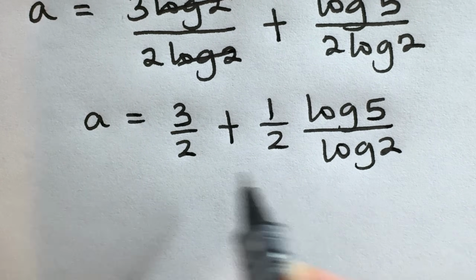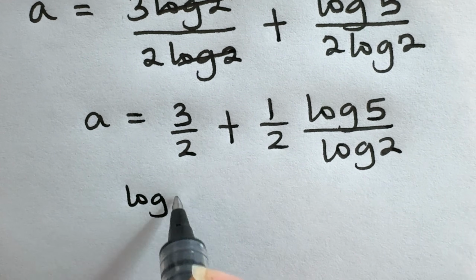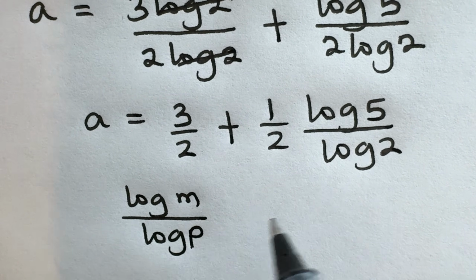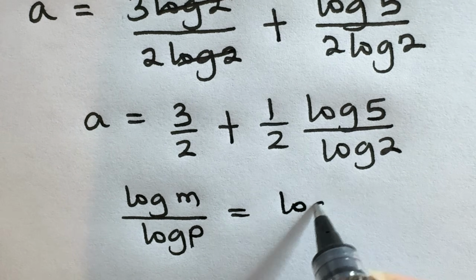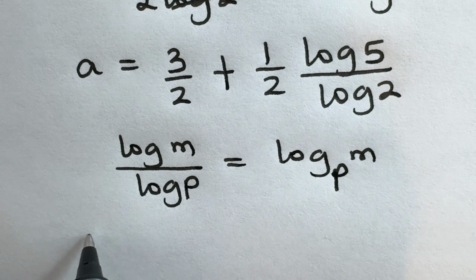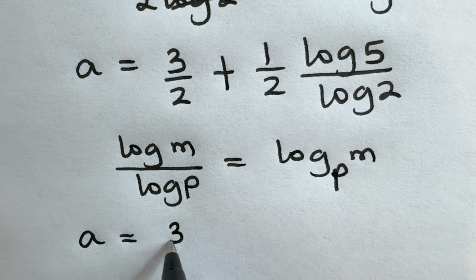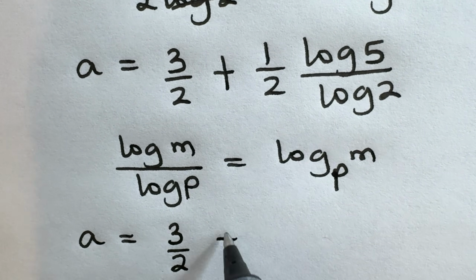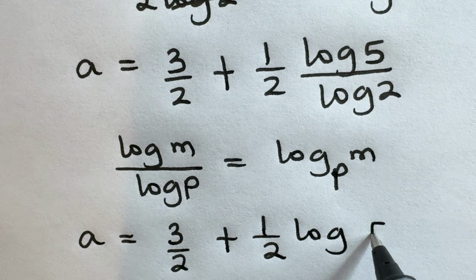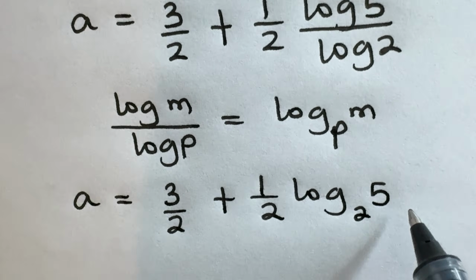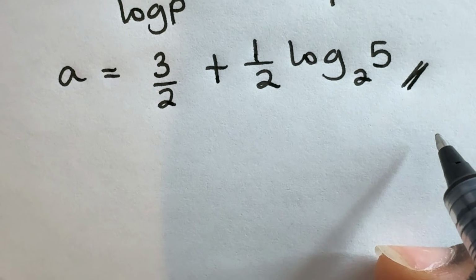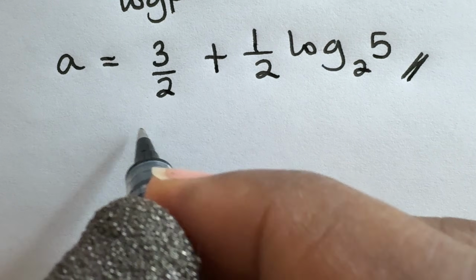Log 5 divided by log 2 is of the form log m divided by log p, and by law of logarithm this will give us log m base p. So a becomes 3 over 2 plus 1 over 2 log 5 base 2. This is our final answer to this problem. We'll now do a quick check to confirm that this is correct.